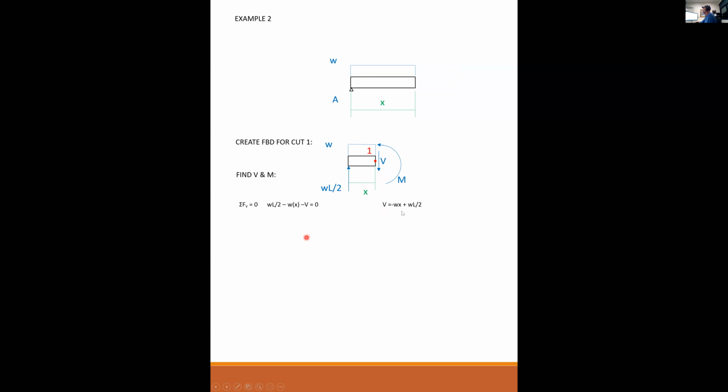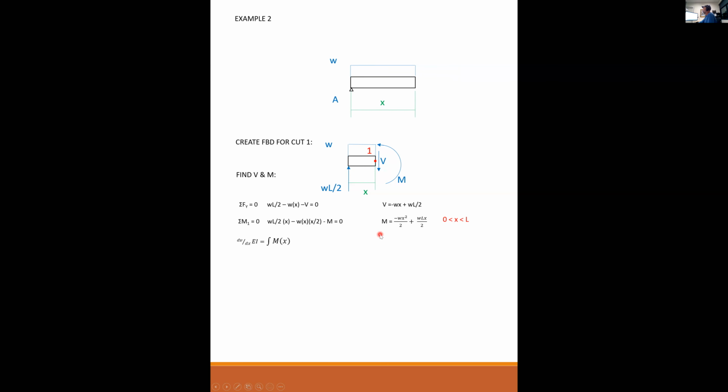I do my one cut point. I do my free body diagram. I have an end reaction of WL over 2. And I find the equation for the shear and the equation for the moment. So my equation for the moment is minus Wx squared over 2 plus WLx over 2. And this is valid between x equals 0 and L. Okay, so again, went through that fairly quickly, but should be old hat at this point for you guys.